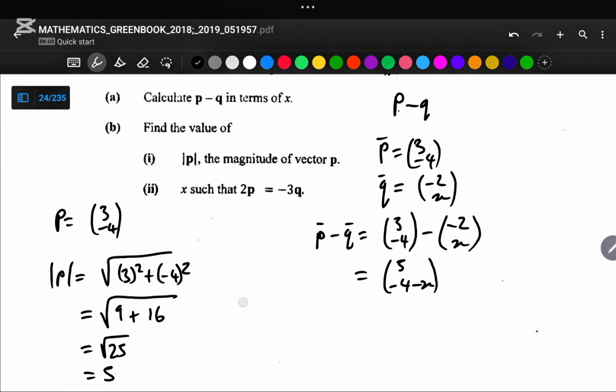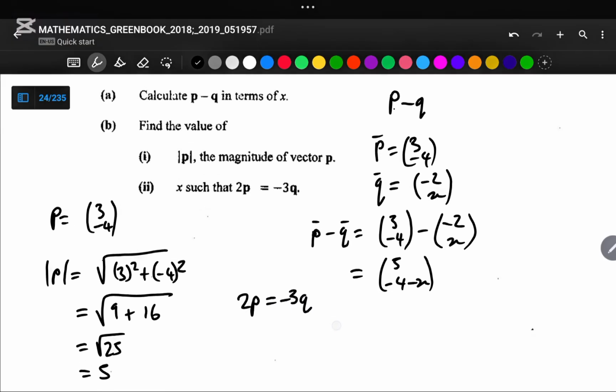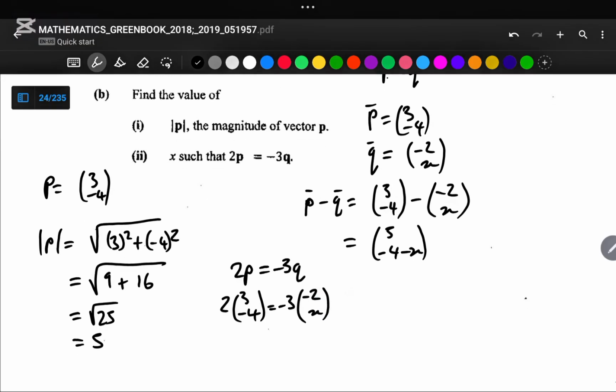And then the last part says, find the value of x such that 2p is equal to -3q. Given this equation, what is our p? Our p is (3, -4), and what is our q? (-2, x). Okay, so let us multiply by 2 for p. It gives us 6, and then 2 times -4 gives us -8.